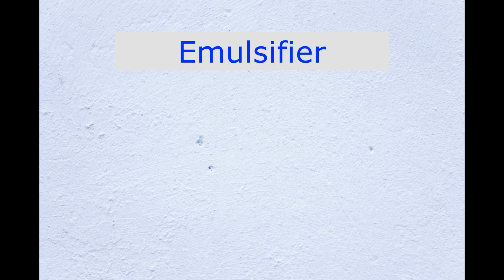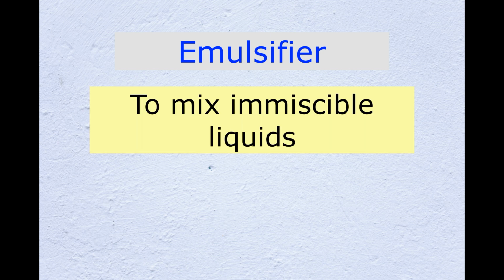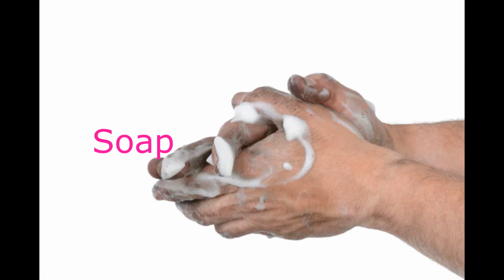Next, emulsifiers. Emulsifiers are capable of mixing two immiscible materials, especially two immiscible liquids. For example, oil and water. We will consider one example. Soap is example for emulsifier.